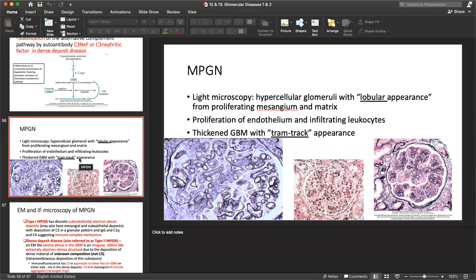So MPGN is going to have a lobular appearance from that proliferating mesangium and matrix, and then the thickened membrane is going to have that tram track appearance. So right here we have lobules, it looks like. You can see little lobes. If we get really close, it's got almost like two lines with a little track.